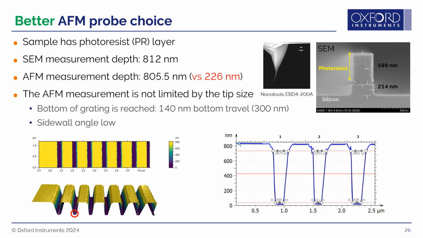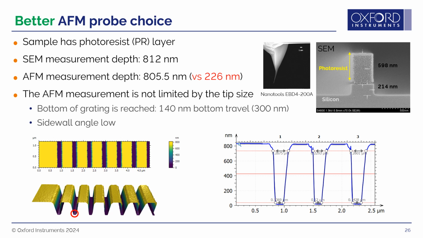The AFM data acquired with these probes looks much more like the expected deep trenches seen on the SEM image. The 3D AFM image and the associated cross-section analysis showed a flat trench bottom, indicating that the AFM tip did reach the very bottom of the trench. The analysis shows a depth of 805.5 nanometers, which is close to the 812 nanometers measured from the SEM image, and is much larger than the 226 nanometers that was measured with the poorly matched AC160 probe.